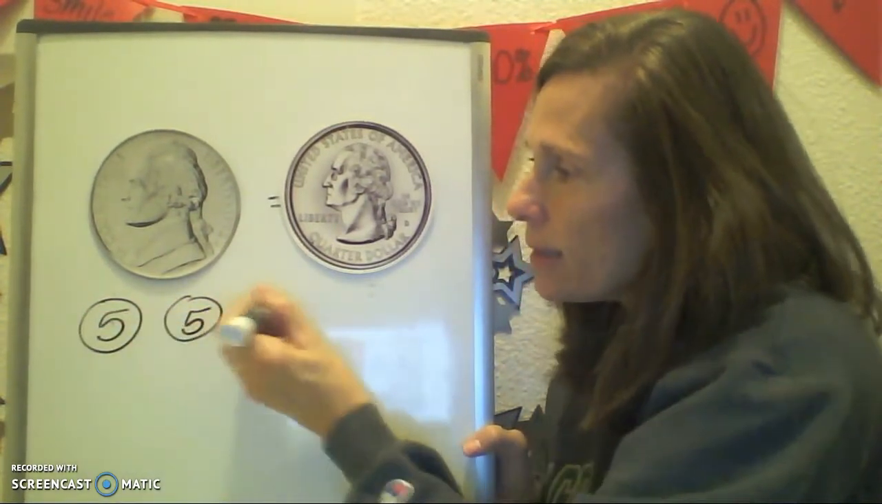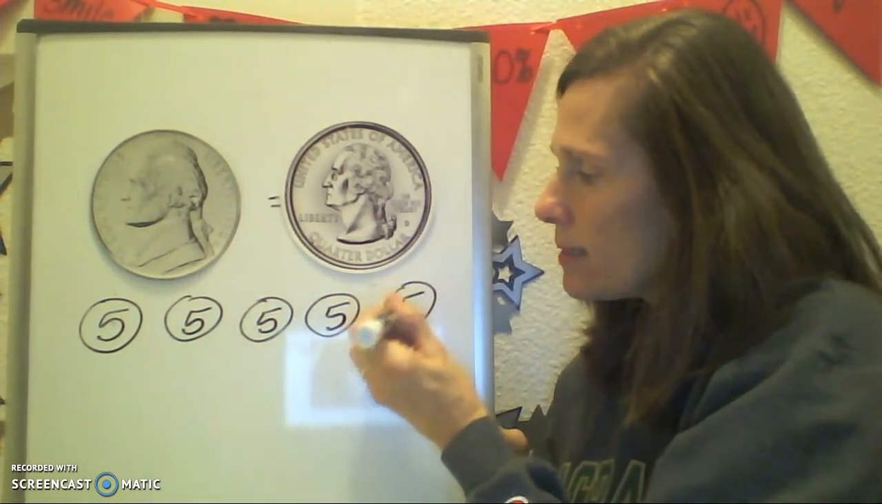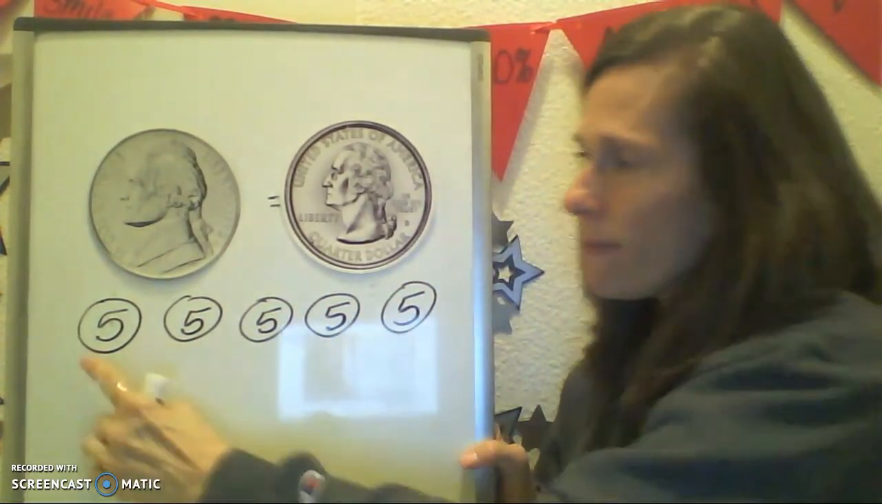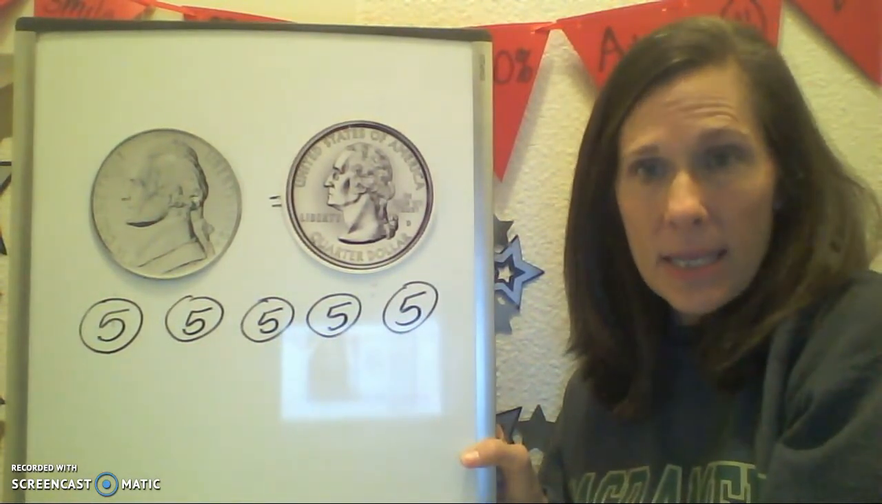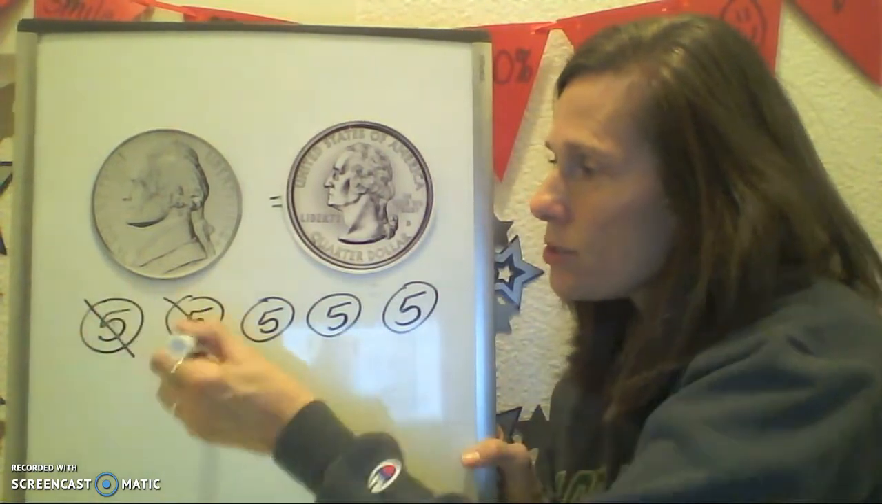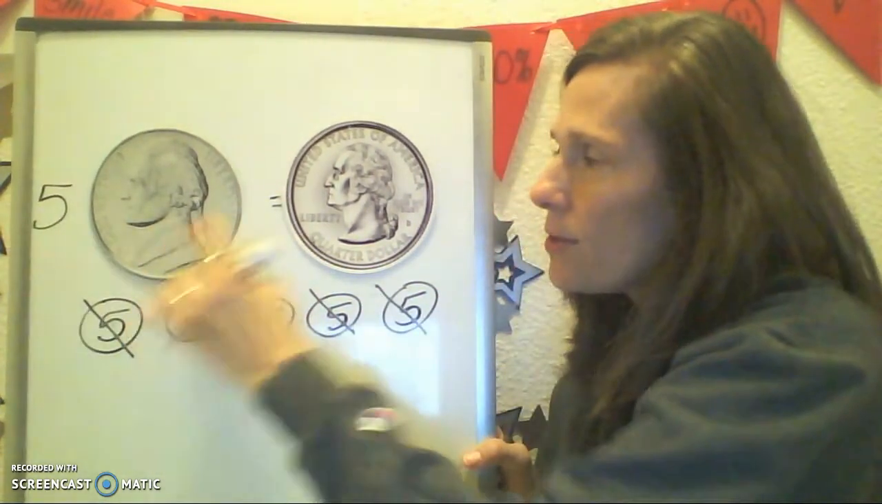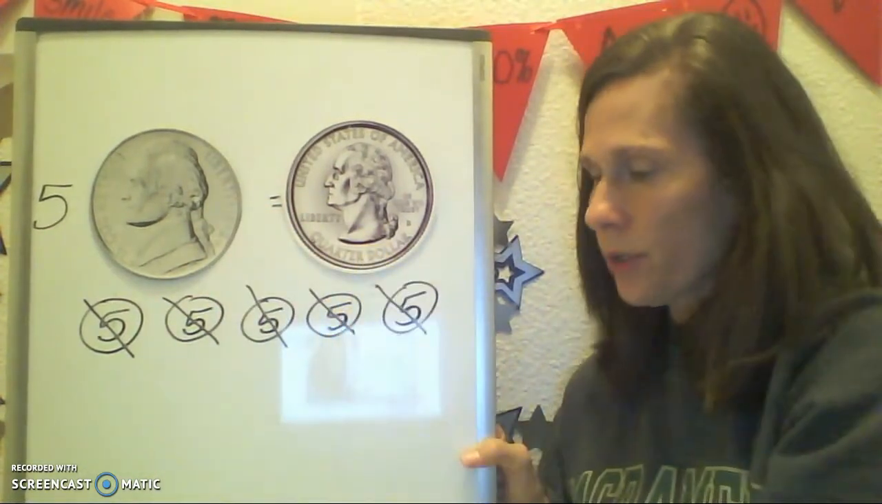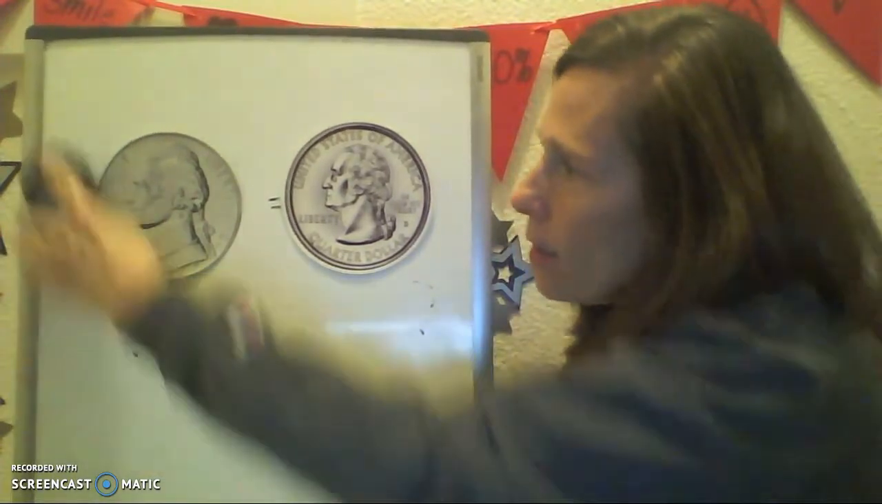Ready? So 5, 10, 15, 20, 25. Okay, 5, 10, 15, 20, 25. So how many nickels does it take to get to a quarter? 1, 2, 3, 4, 5. So here we go. 5 nickels equals 1 quarter. Okay, so let's go ahead and make it a little harder.